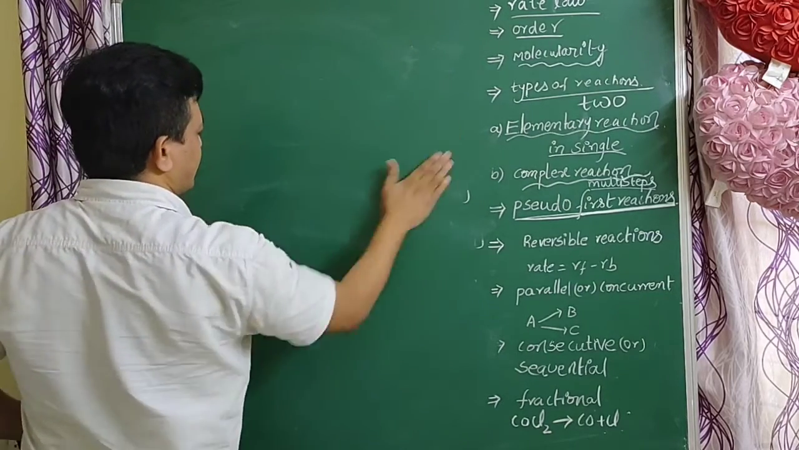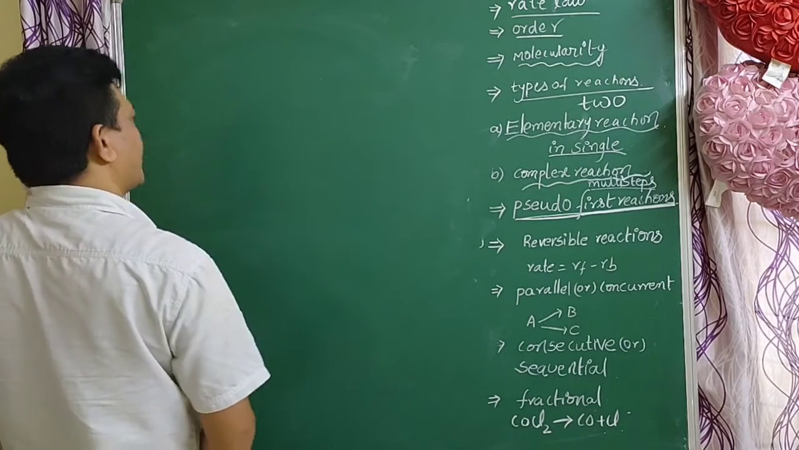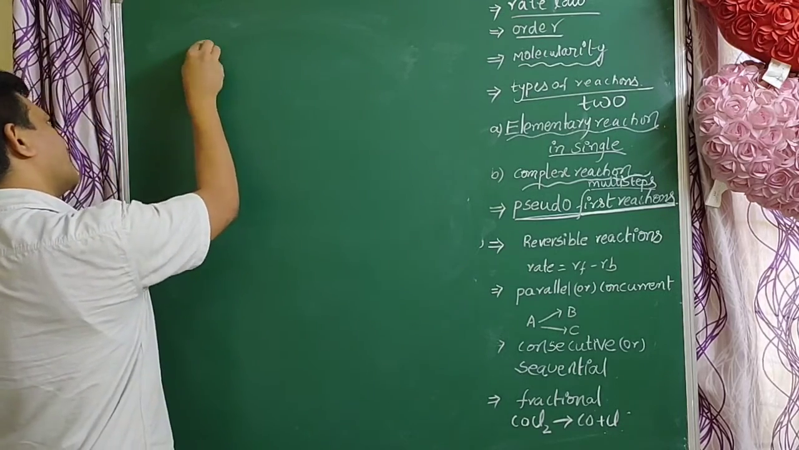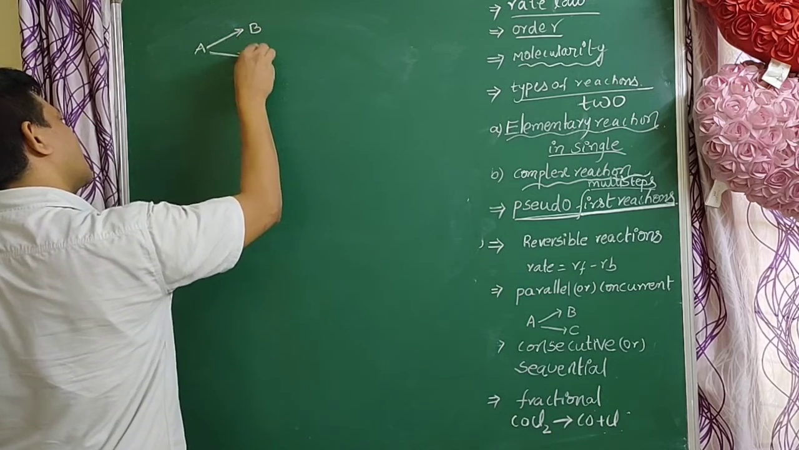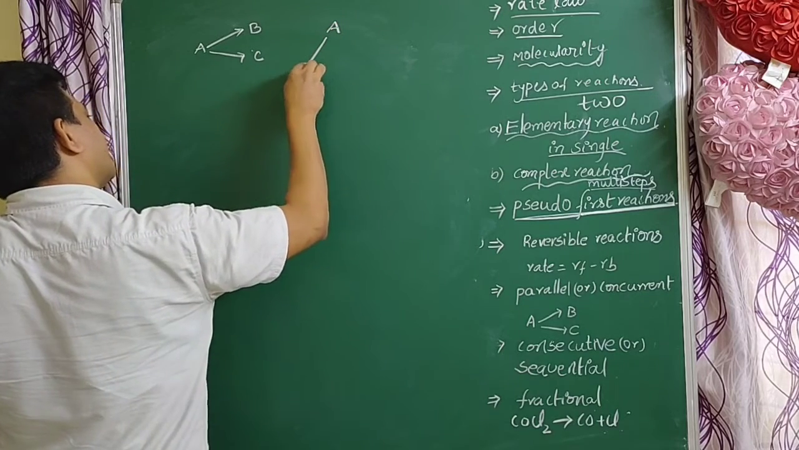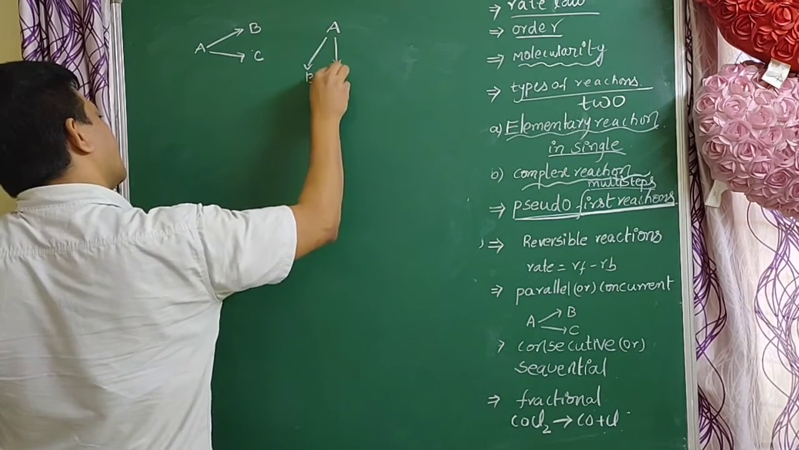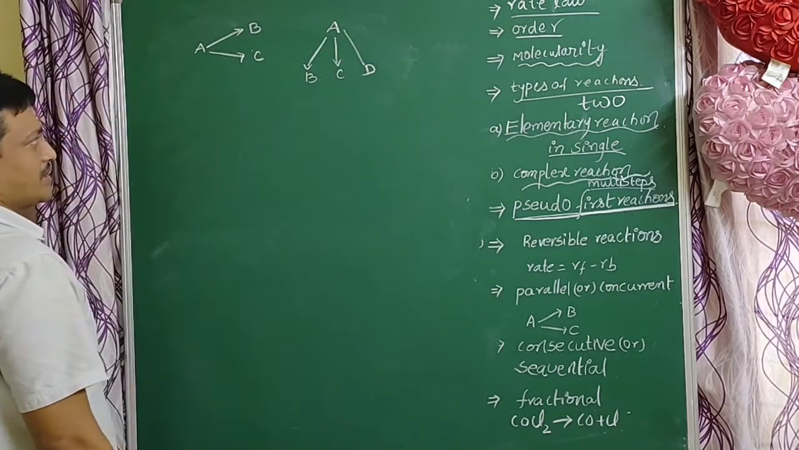For parallel reactions, how to write the rate equation? Parallel reaction means one reactant gives more than one product. This type of reaction is called a parallel reaction. A gives B, C and D.